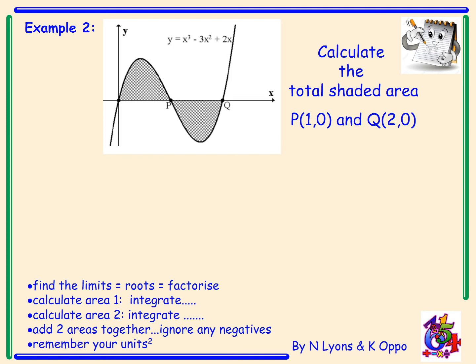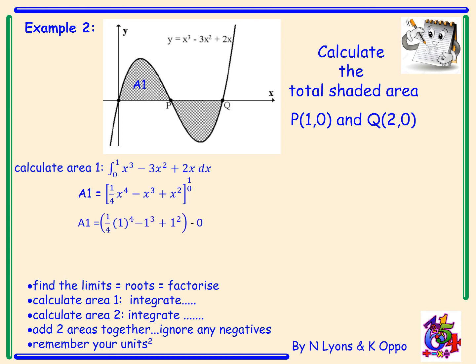Calculate area 1, we're going to integrate, calculate area 2 by integration and add the two areas together. We ignore any negatives because that's just telling us the area lies below the x-axis, and remember to write square units at the end. So area 1, that's the first area we come to. We're going to integrate the function from x is 0 to x is 1, that's the limits, of x cubed minus 3x squared plus 2x dx. So we integrate, we evaluate the limits, and we calculate the area to be a quarter square units. Now you take your time to go through that and make sure I've not made any mistakes on that.